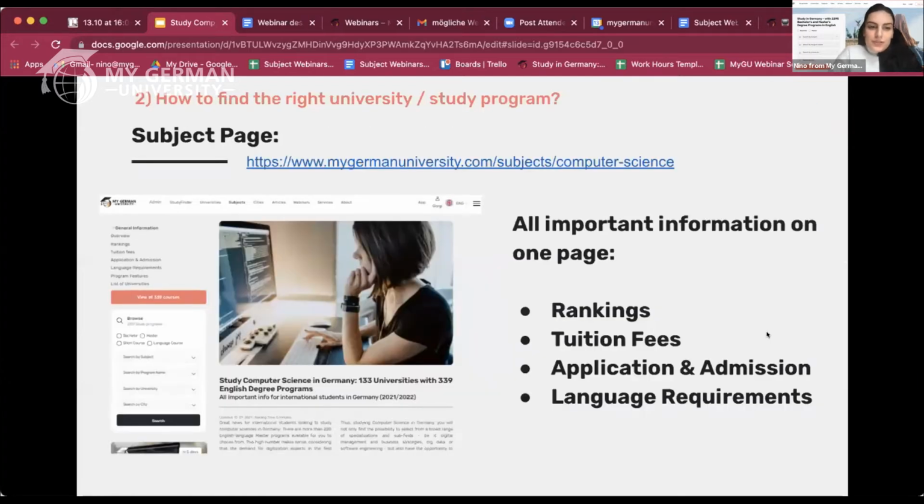If you are searching for a field and don't really know what computational science or computer science is, or just want to have an overview of how programs generally work in this field in Germany, then you can use our subject page, which will also be shared in the chat. On this subject page, you can see lots of information related to a field, about rankings, tuition fees, application, language requirements, and so on. And you can also browse for universities and programs there as well.